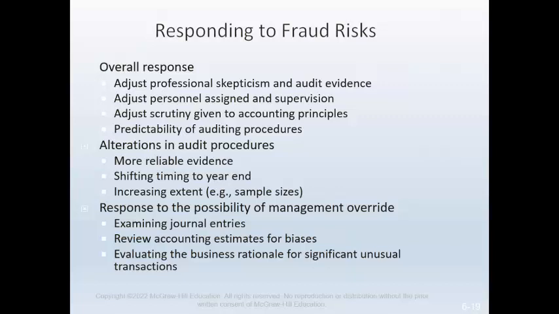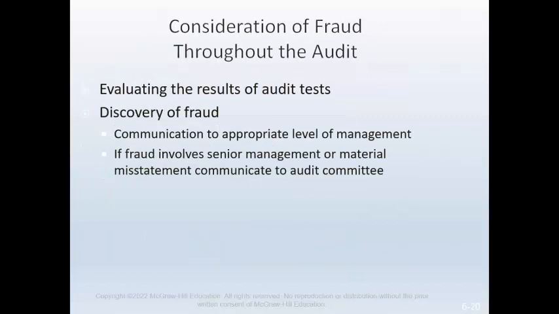If management override is suspected, then the auditor may examine journal entries and other adjustments for evidence of material misstatement due to fraud, review accounting estimates for biases, and evaluate the business rationale for significant unusual transactions.